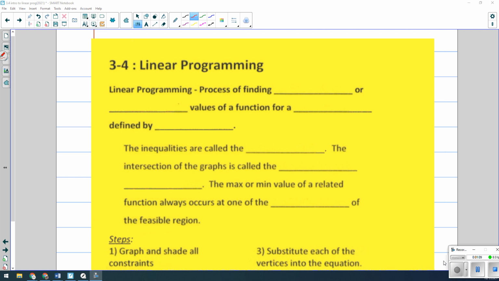The intersection of the graphs is called the feasible region. Feasible region. The maximum or minimum value of a related function always occurs at one of the vertices of the feasible region. If you need to rewind the video and get any of those vocabulary terms, go ahead and do that now.